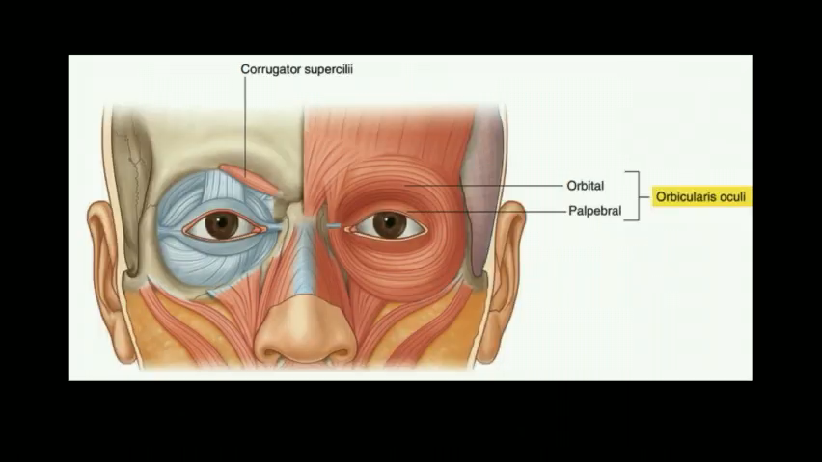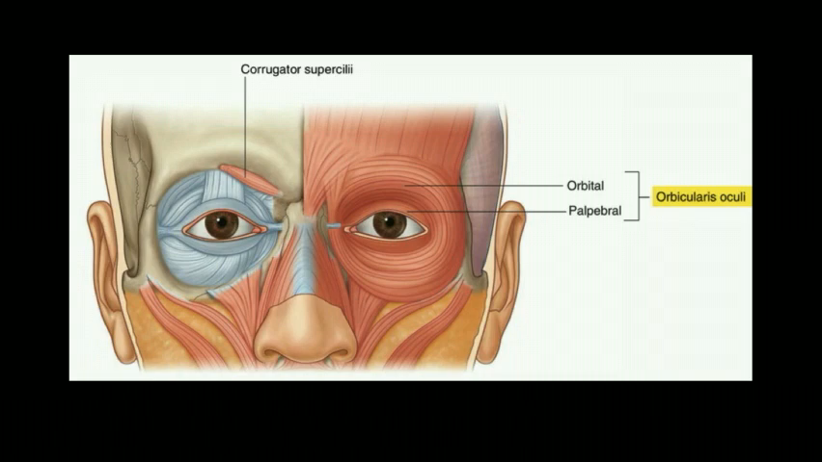So, basically, let us revise the three parts. The orbicularis oculi has three parts, that is the orbital part, the palpebral part, and the lacrimal part. The orbital part basically encircles the entire orbit.